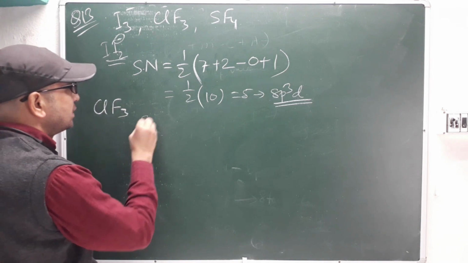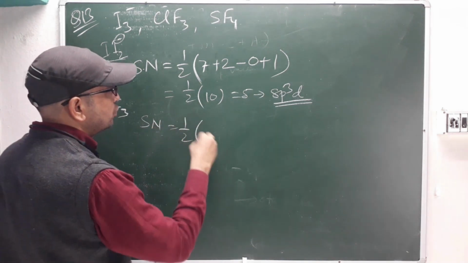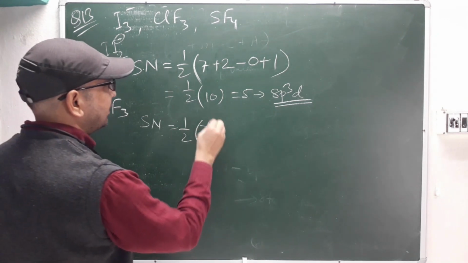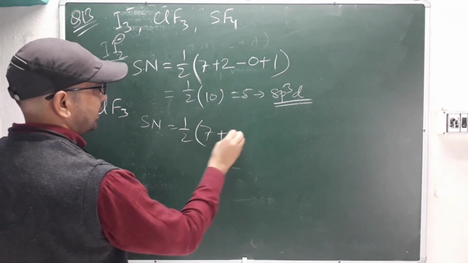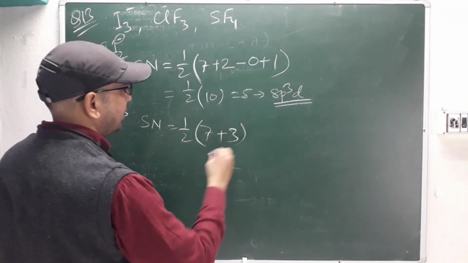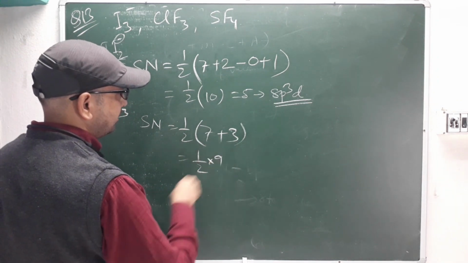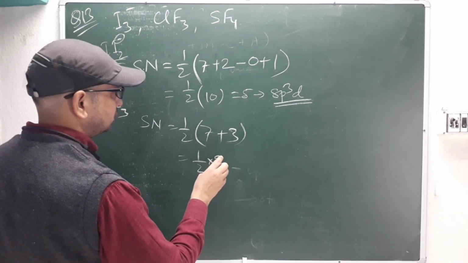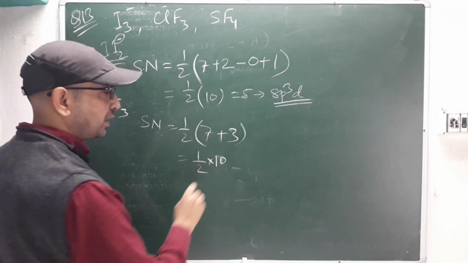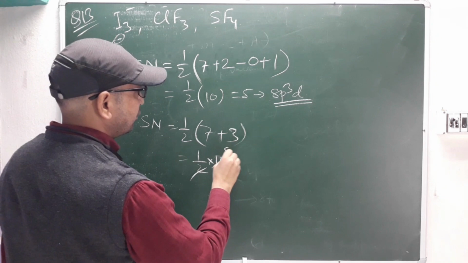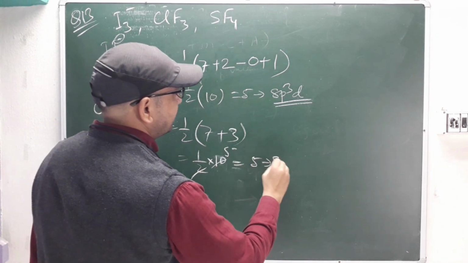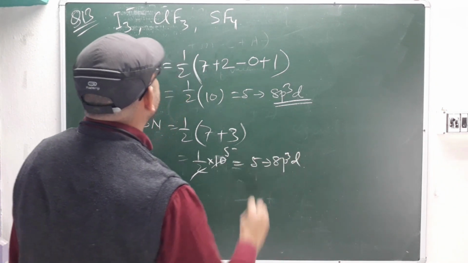Now ClF3 we have to do. Steric number equal to 1/2. For chlorine it will be 7, plus how many monovalent atoms are there? 3. There is no cation, no anion, so again it is 1/2, 7, 3, it will be 10. Mathematically a little bit weak, okay. 10 by 2 is 5, so it will be 5, then again it is sp3d, correct.